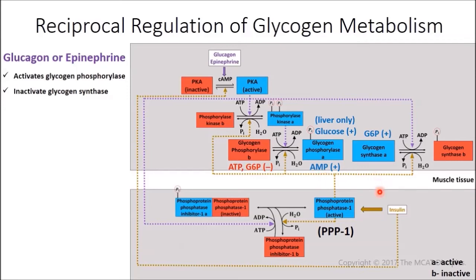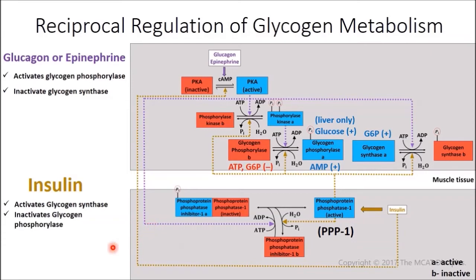Again, this makes sense. Insulin is released when glucose levels are high. And so you want to activate glycogen synthase to store the glucose, to lower blood glucose back to our dynamic steady state of 5 millimolar. So the insulin activates glycogen synthase and inactivates glycogen phosphorylase. Nothing special here, guys.